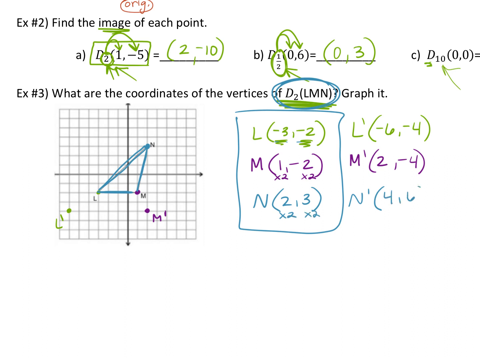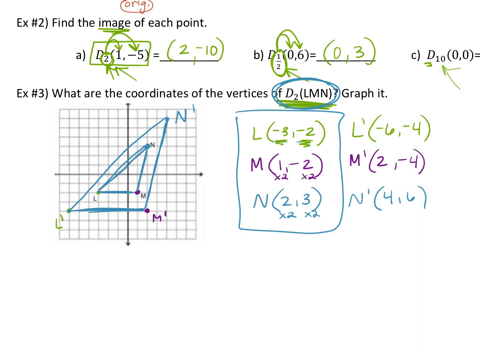N, if you're at 2, 3, and we multiply by 2 and multiply by 2, then we're at 4, 6. So 1, 2, 3, 4, 1, 2, 3, 4, 5, 6, N prime. Okay, so your new triangle looks like this. Does that make sense as an enlargement? Yes, because 2 was our scale factor. So it should have grown, and it grew, so we're good.